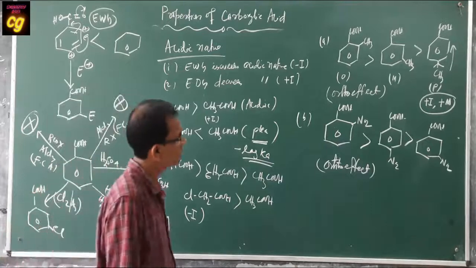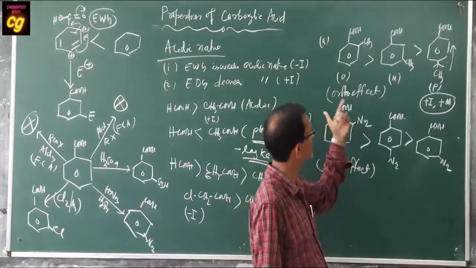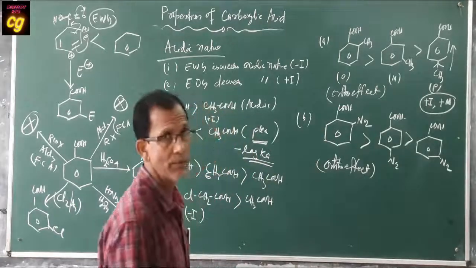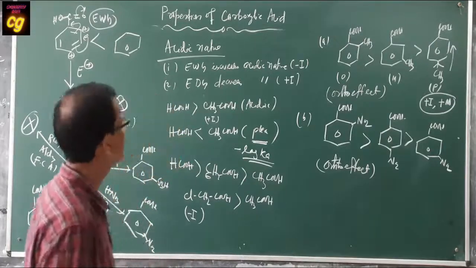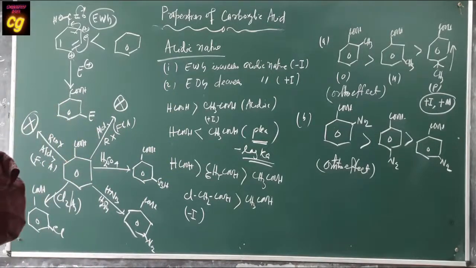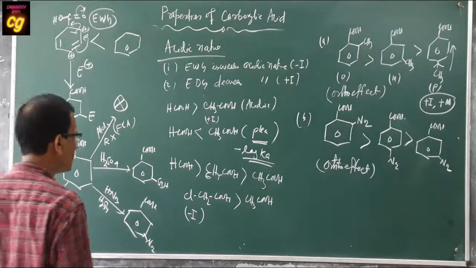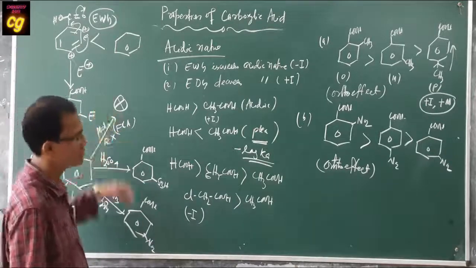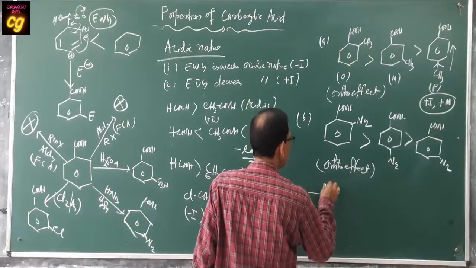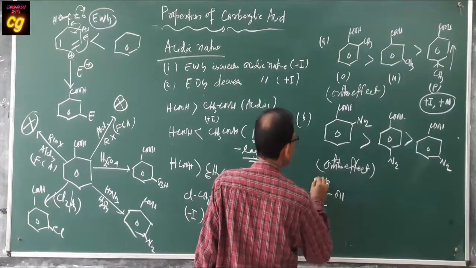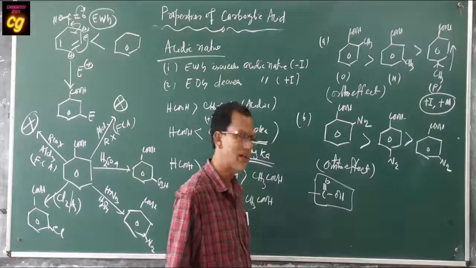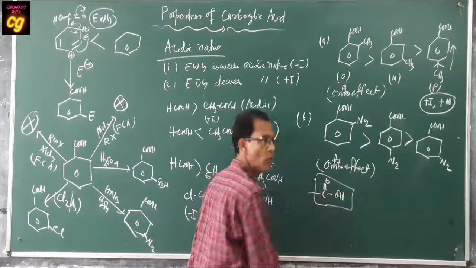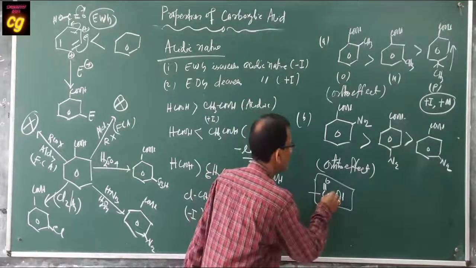So this is regarding the comparison of acidic character of benzoic acid and its derivatives. All carboxylic acids have a common group, the COOH group, which is called the carboxyl group. In this carboxyl group, either the OH bond is involved or the CO bond is involved.